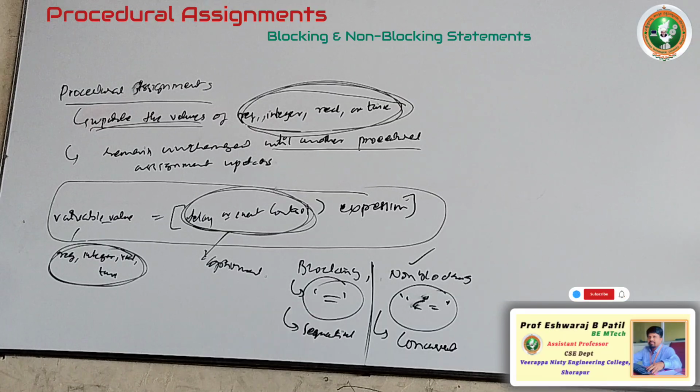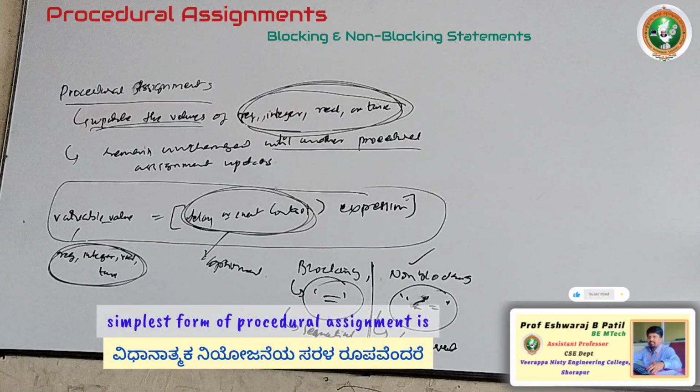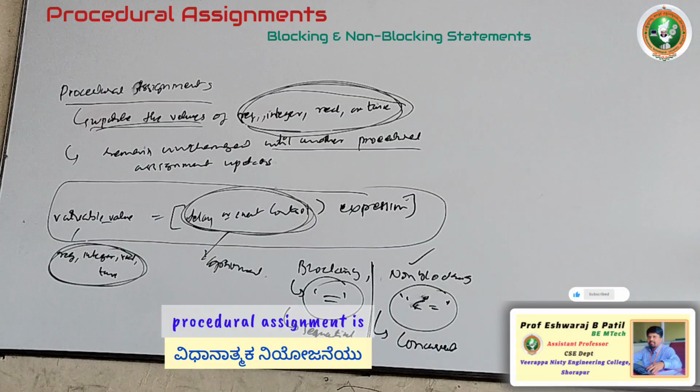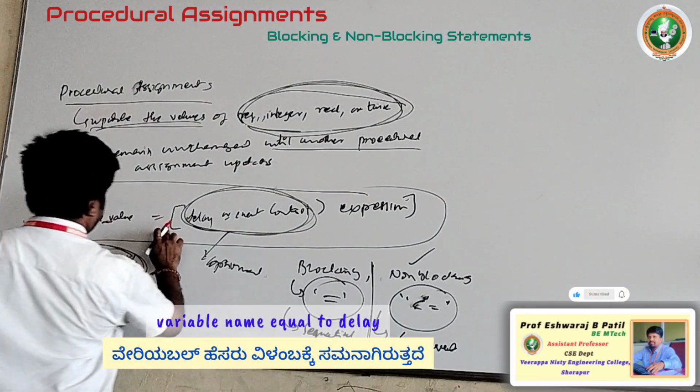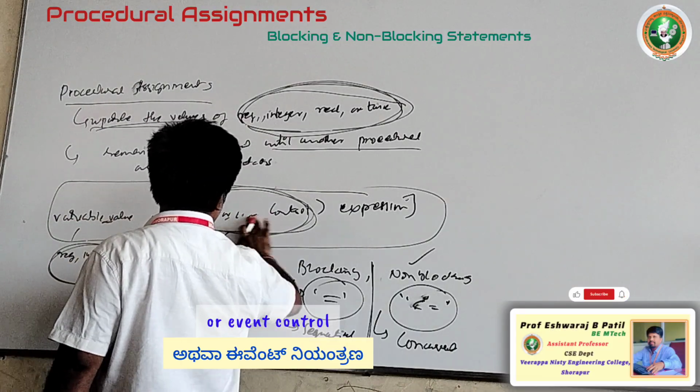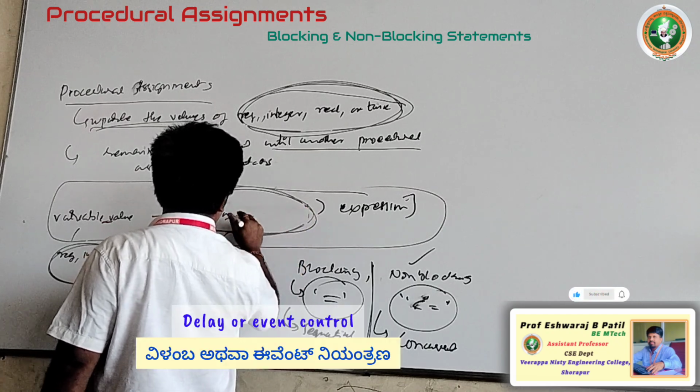The syntax for the simplest form of procedural assignment is, okay, just copy this one. Variable name equal to delay or event control.